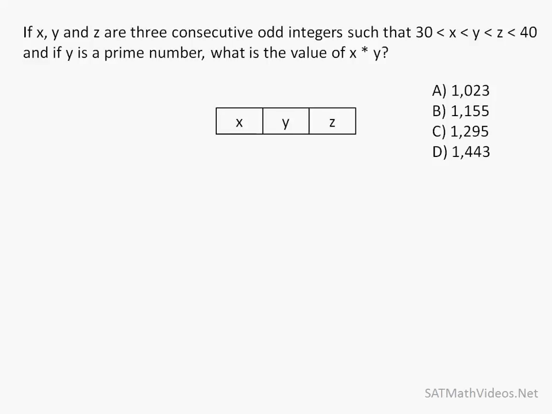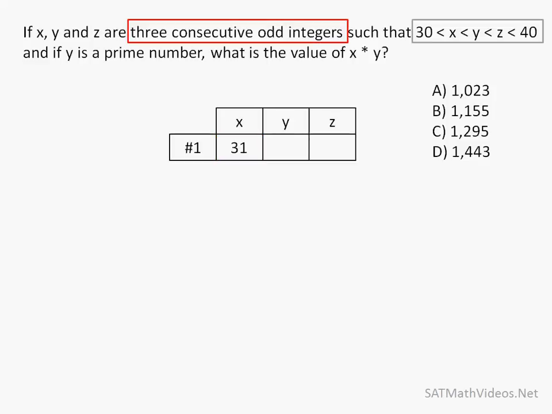z. From the problem statement, we know these three numbers are consecutive odd integers between 30 and 40. That means the smallest value x could possibly be is 31. From the problem statement, we also know that x, y, and z are three consecutive odd integers. Therefore, if we know x equals 31, then y equals 33 and z equals 35. But this is just the first option, option 1.